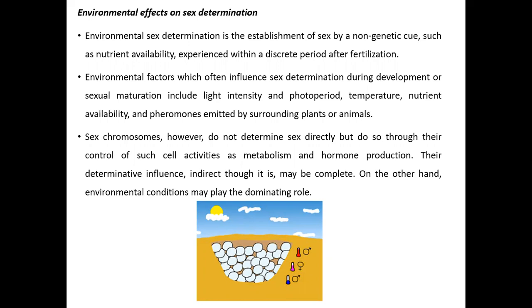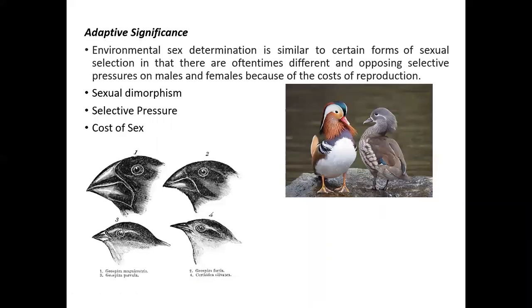Environmental sex determination is different from some forms of sequential hermaphroditism, in which the sex is determined flexibly after fertilization, throughout the organism's life. In that, some of the important factors which affect environmental determination. First one is the adaptive significance, how adaptations are significant in sexual determination through the environment.